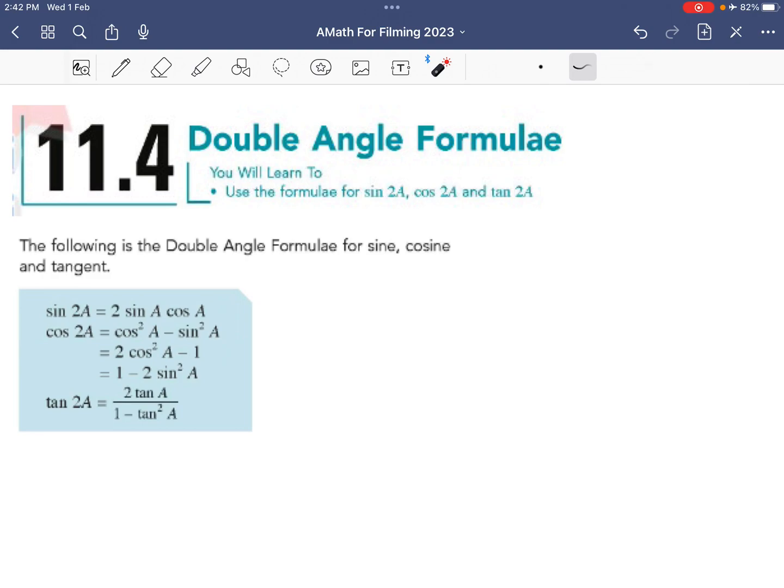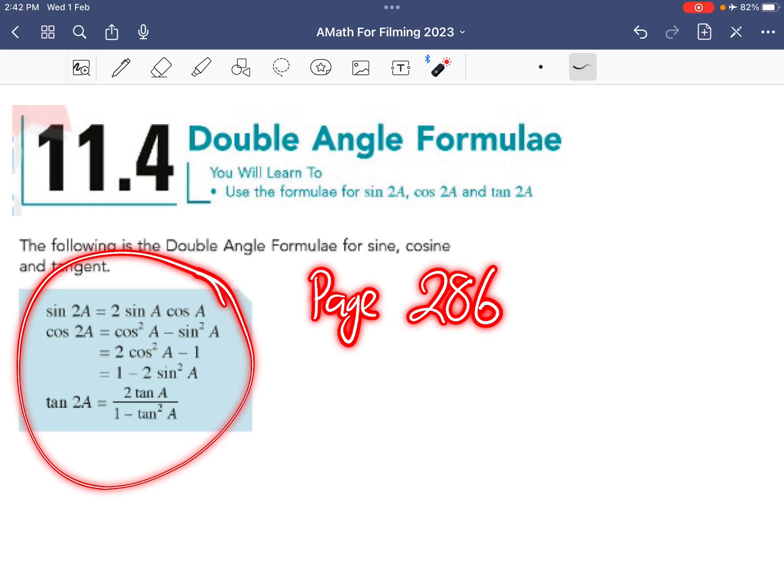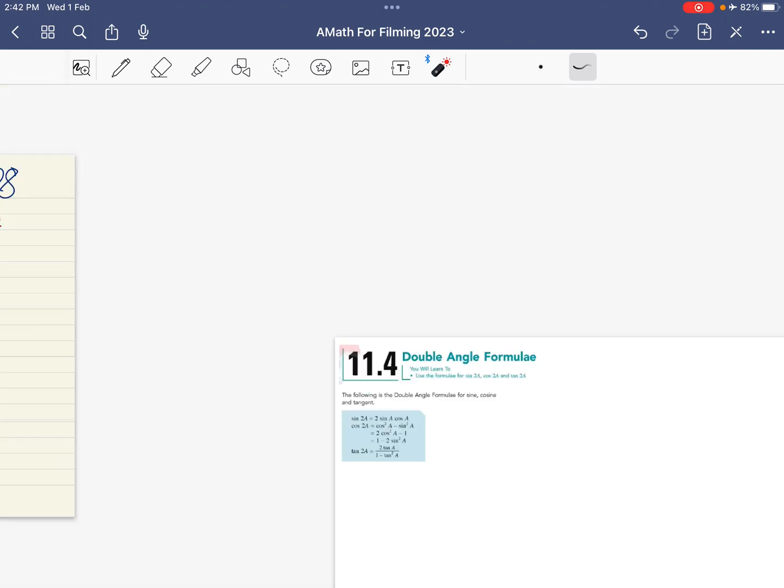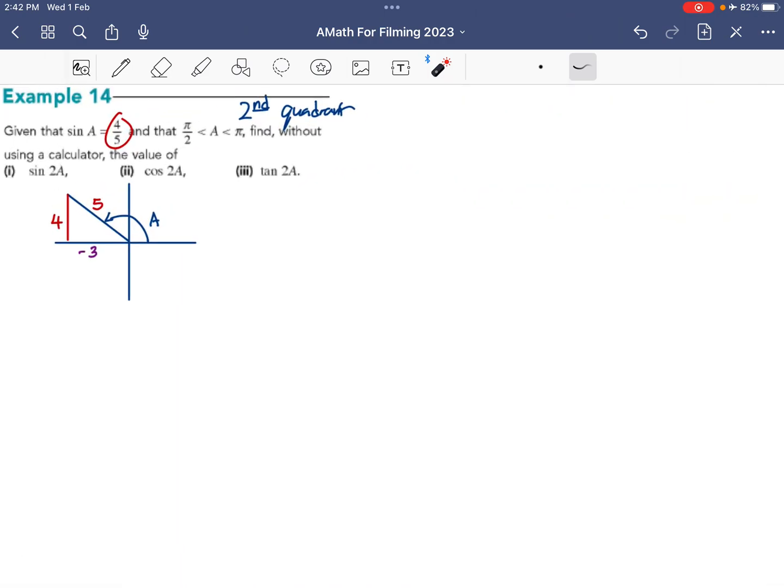Okay, today we're going to cover the double angle formulae. This can all be found in your textbook. I believe it's on page 286, so you may like to refer to it. Keep that page open as we work through these examples. All these are actually given to you in the formula sheet for your O-levels itself.